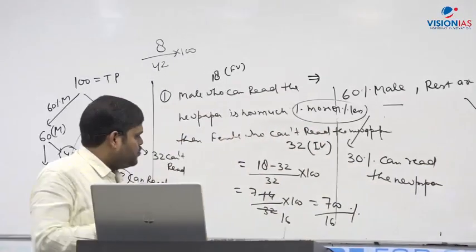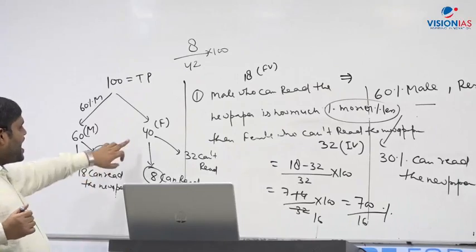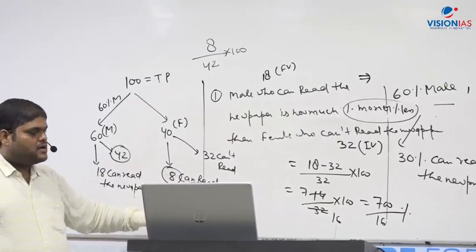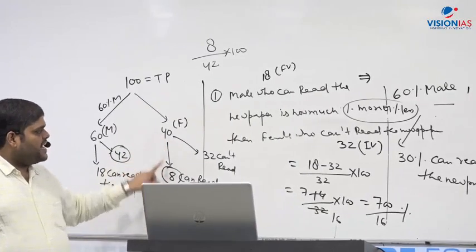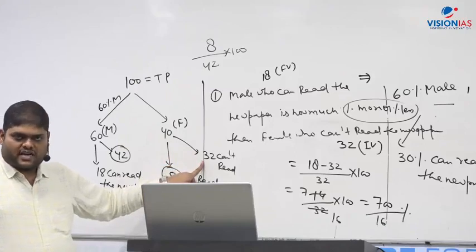How come 32 is coming? Which 32? Out of 40, if 8 can read the newspaper, then subtract out of 48. If you subtract both, it will come as 32.